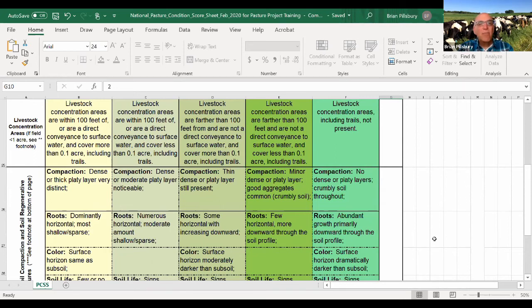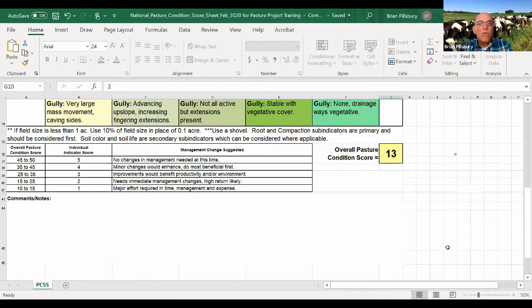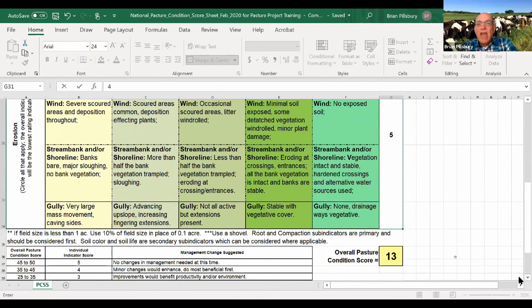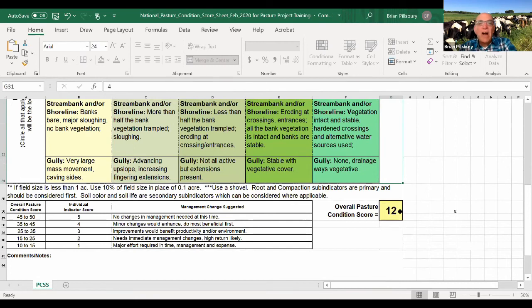So if compaction is the problem, you would score the whole indicator low because of that one compaction area. Same with the erosion. When we get down to the bottom, we add up the score. In this spreadsheet, if I put a number in here, it's going to add it up down below. For example, if you have a score of 10 to 15, there's a major effort required to change that pasture. If you get up into the 20s to 30s, improvements would benefit. And if you get up into the 40s to 50s, no changes are needed at that time.